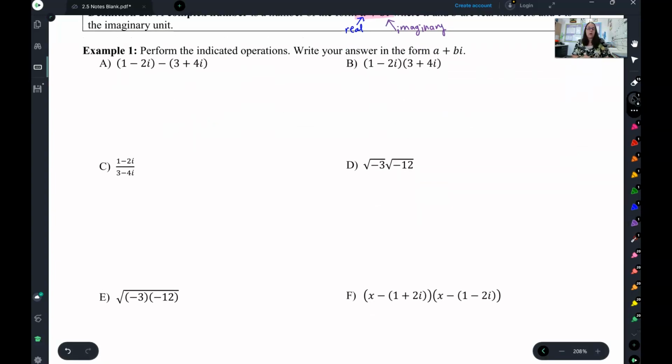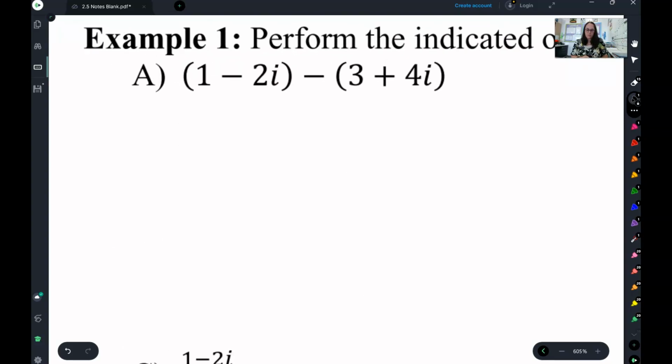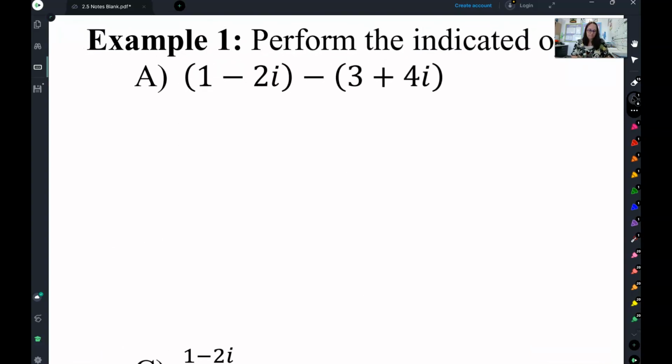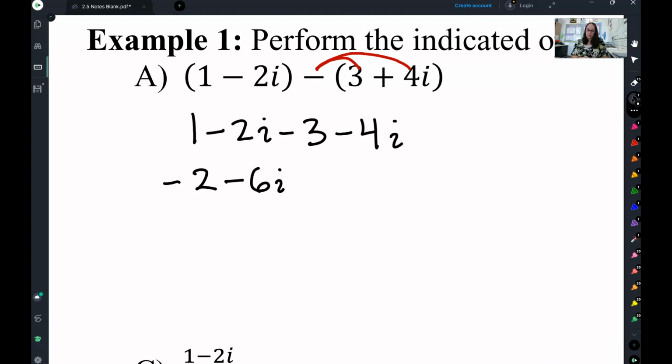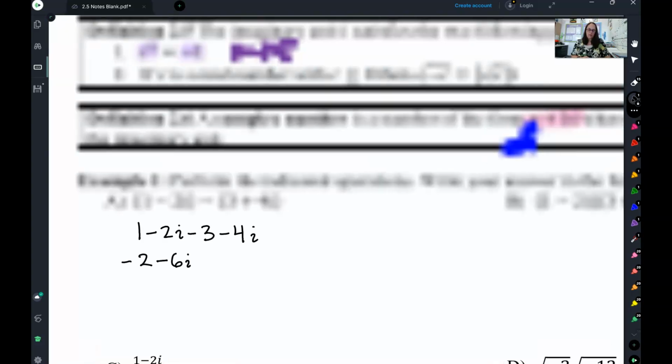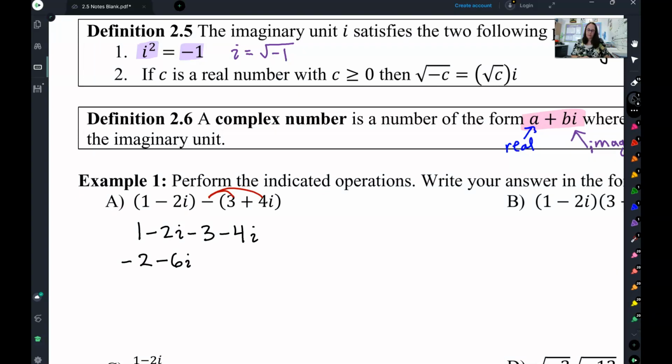So let's talk about simplifying complex numbers. In this first one, a, we're subtracting. With subtracting, don't forget that it is still important to distribute the negative. So I have 1 minus 2i minus 3 minus 4i. And at this point, it's just combining like terms. -2i minus 4i is -6i. 1 minus 3 is -2. Notice I put my real part first and then my imaginary part, just like we had up here, a plus bi. a plus bi, a plus bi.